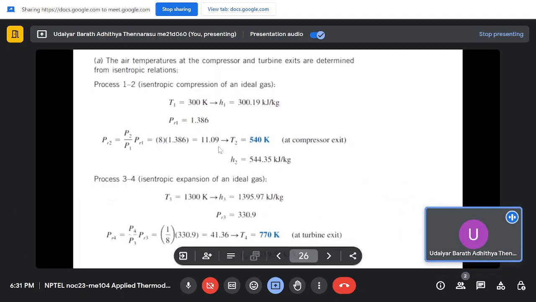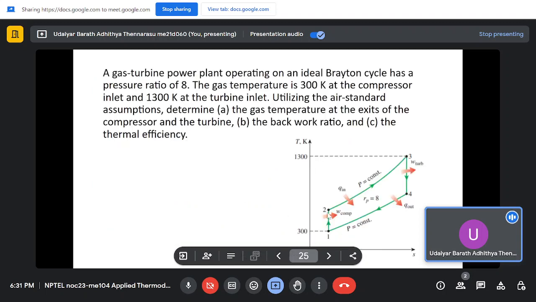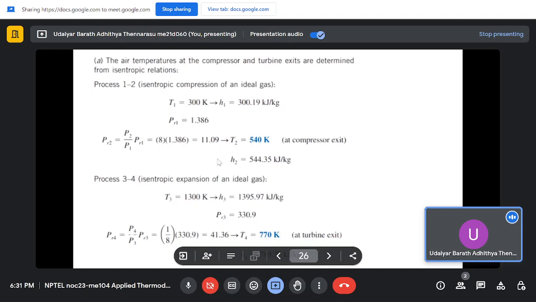The other way of doing this is we can take temperatures T1 and T2 for an isentropic process. So P2 by P1 equals T2 by T1 raised to the power gamma by gamma minus 1. So we can use that. We know the pressure ratio, so we can easily find the temperature. Similarly, we can find it for the expansion process. So T3 is 1300 Kelvin, and the corresponding enthalpy is 1395.97 kilojoule per kg. And similarly, we can find the temperature at state 4, the turbine exit, which is 770 Kelvin.